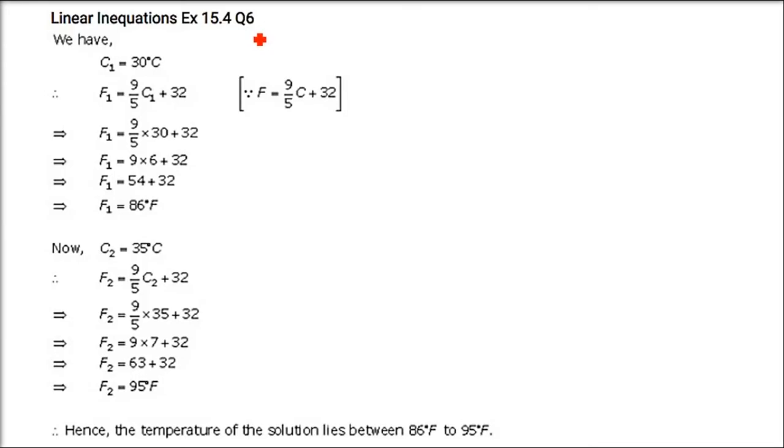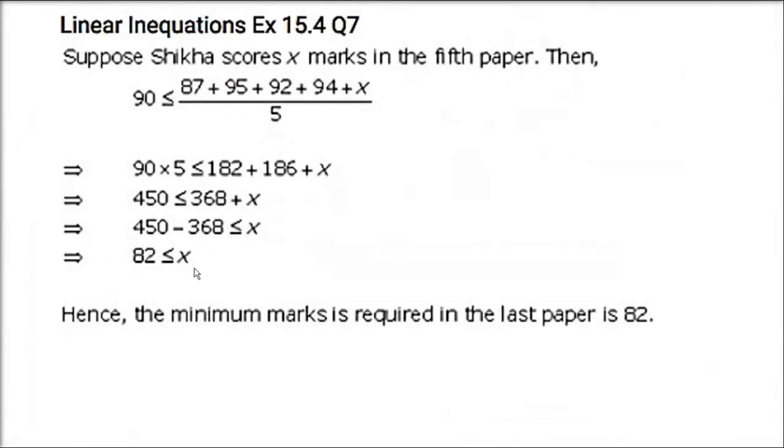Now this question is also like that, but now we have to do it in reverse. A solution is to be kept between 30 degree and 35 degree. What is the range of temperature in degree Fahrenheit? You have a formula already given in the previous question. Just put C1 as 30 and try to find out F1. It will come as 86. Same with 35 degree: you put it and find F2, which is 95. Now the temperature of the solution lies between 86 and 95.